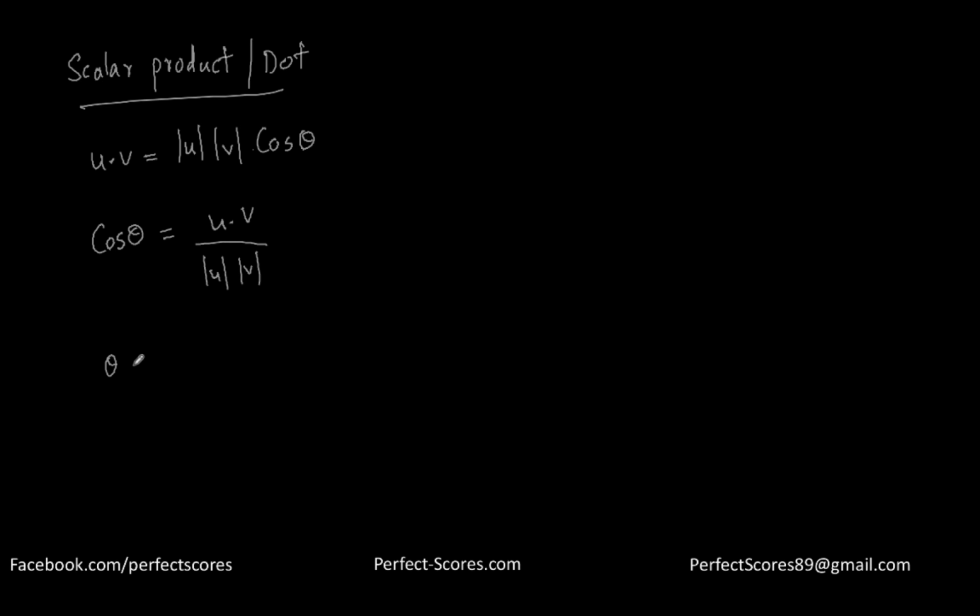And I can say that the angle between both the vectors is the cos inverse of the dot product divided by the magnitude of u times the magnitude of v.